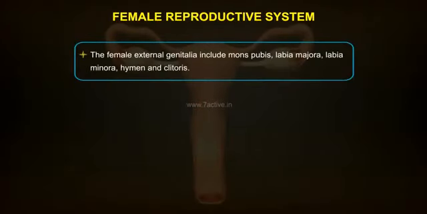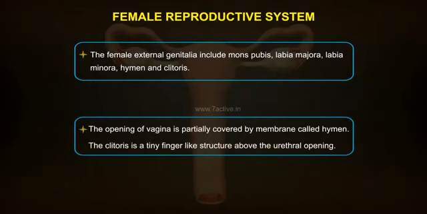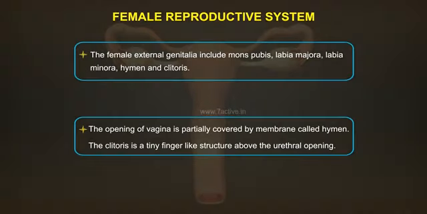The female external genitalia include mons pubis, labia majora, labia minora, hymen, and clitoris. The opening of vagina is partially covered by membrane called hymen. The clitoris is a tiny finger-like structure above the urethral opening.